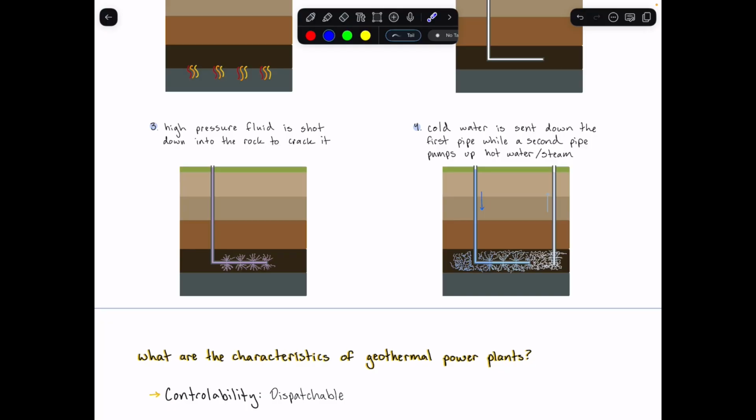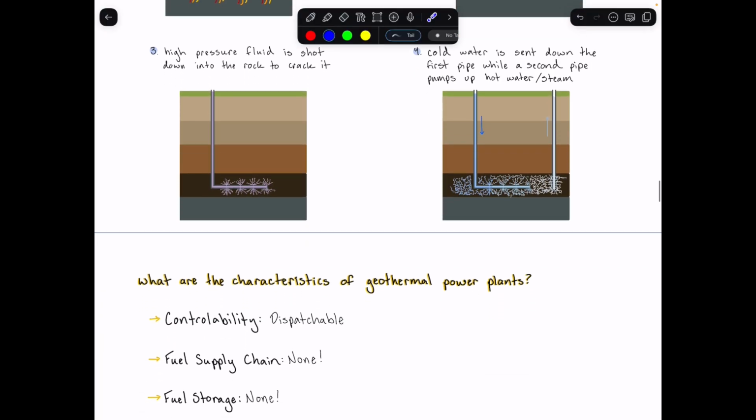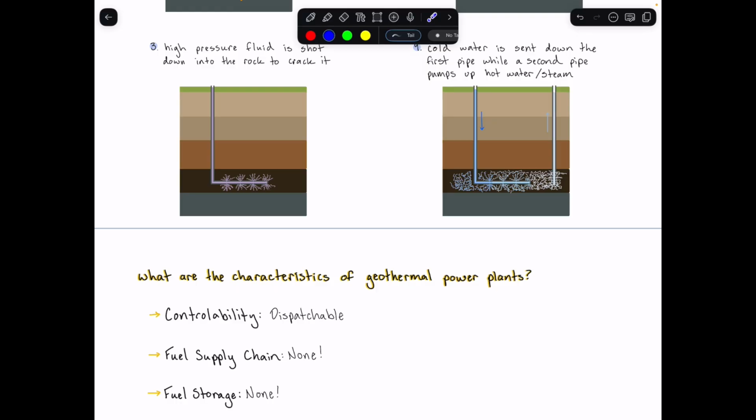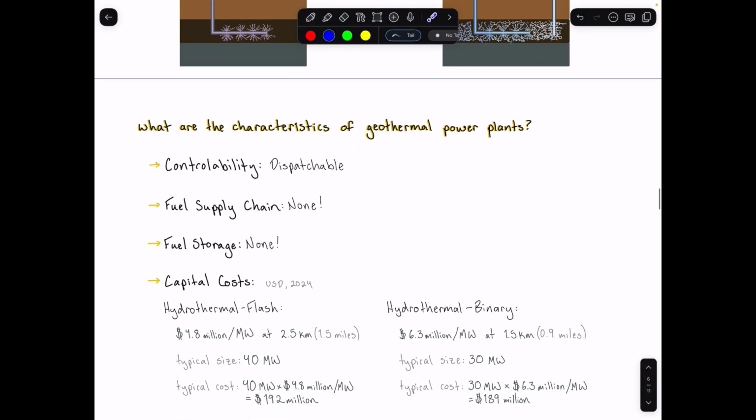the system. Okay. For the fuel supply chain and the fuel storage, because there's no fuel that's needed for this system, there is no fuel supply chain and there is no fuel storage, which is pretty great. That cuts out a major part of running these systems. Okay, on to capital costs.